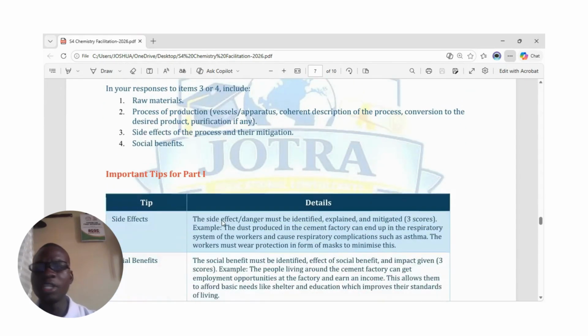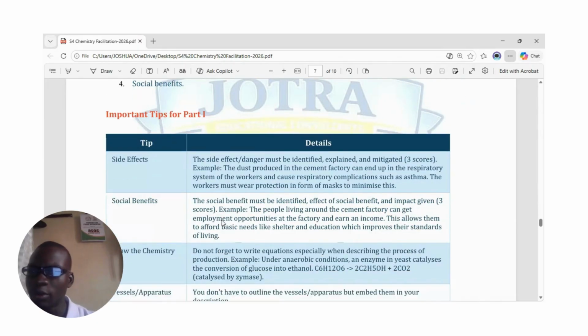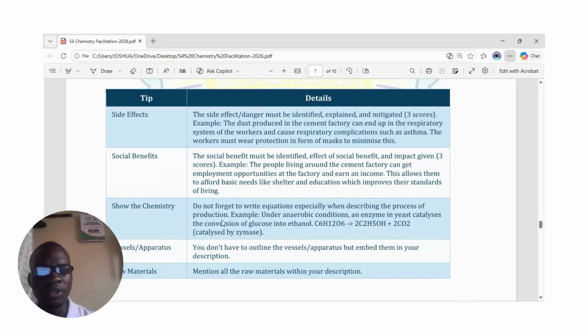So we need to know the important tips for part one. What are those important tips before you even handle it? The important tips that you're supposed to know.